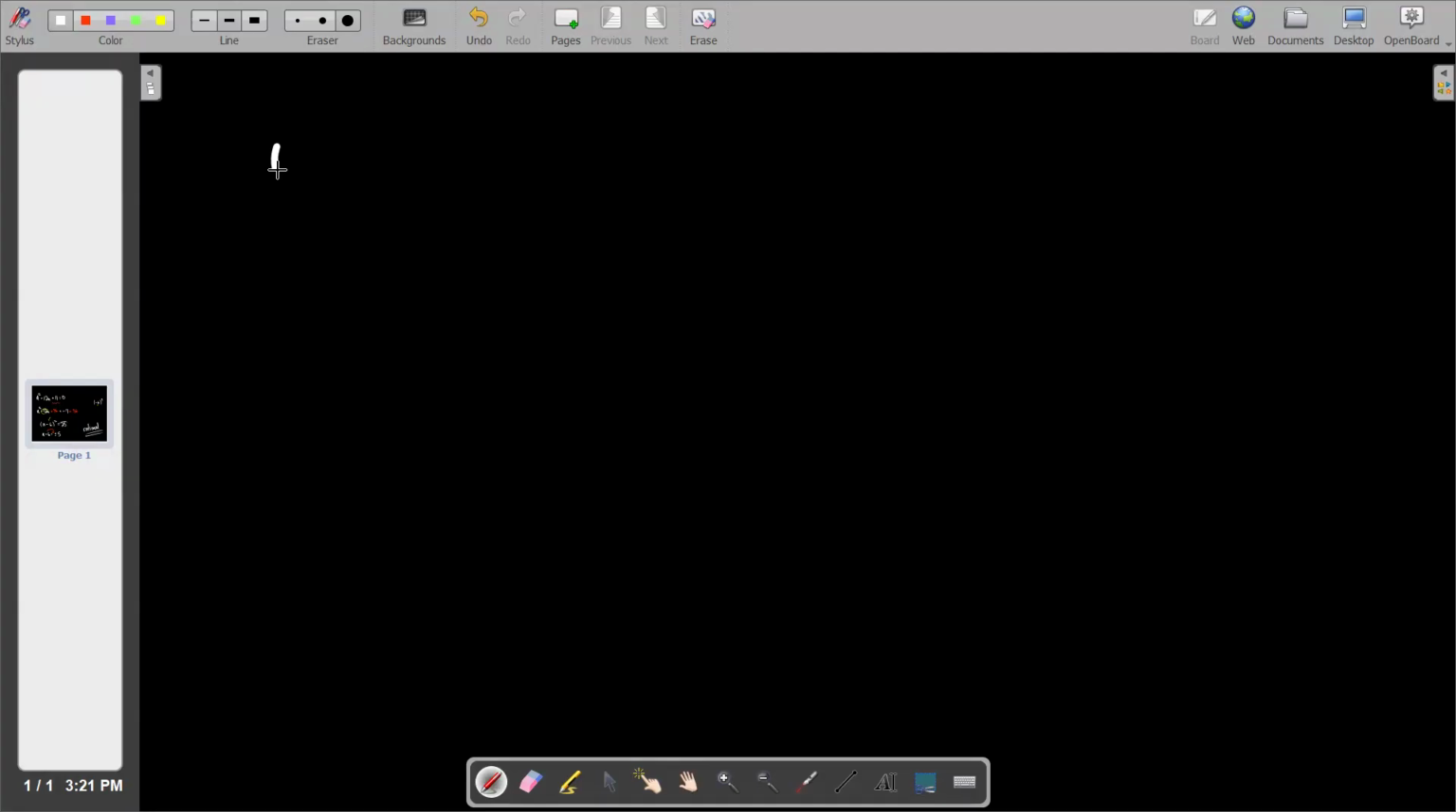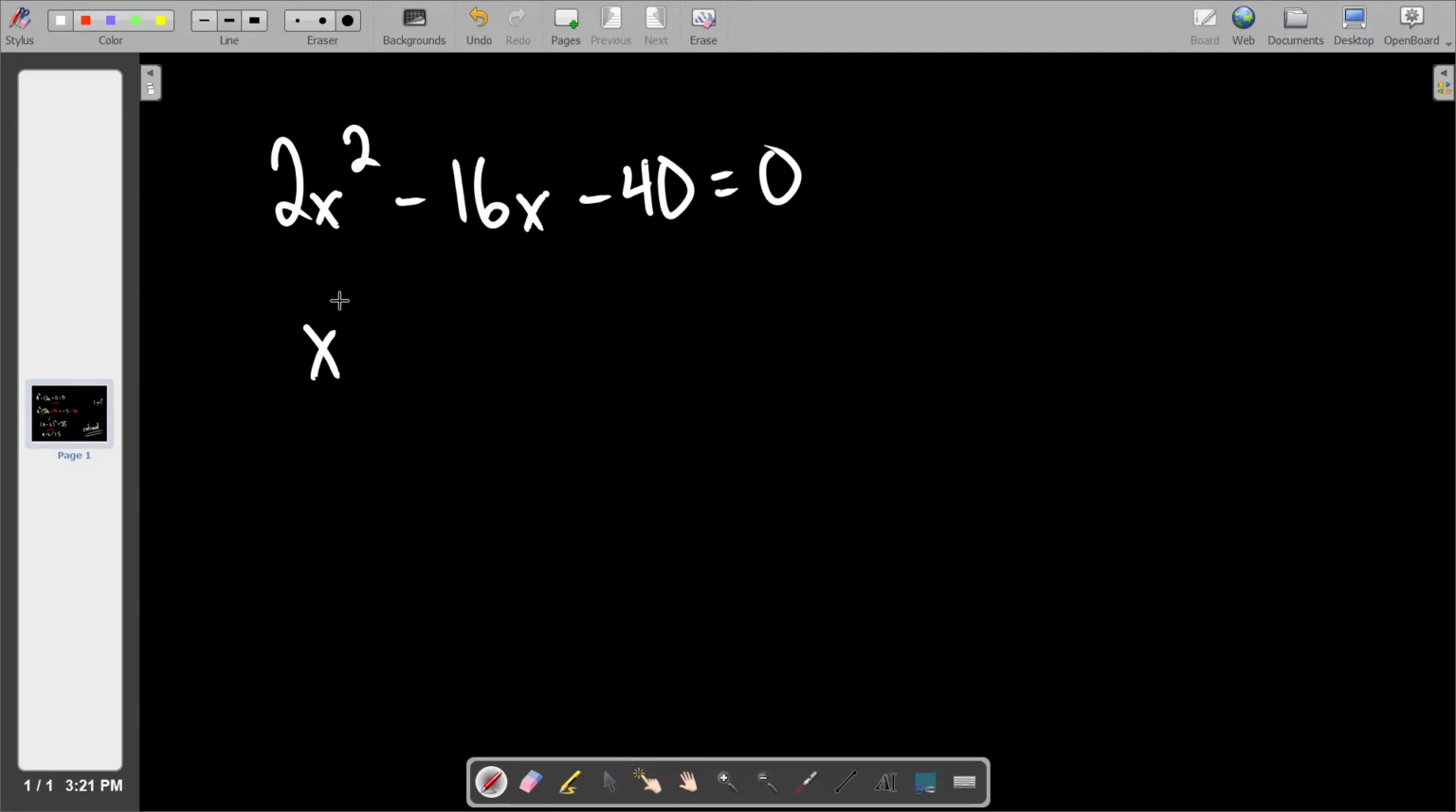2a. Yep. 16. Yep. Minus 40. Okay, so I'm going to divide everything by 2, which is going to give me x squared minus 8x. And then it would say minus 20, but I'm going to go ahead and move that to the other side like this.